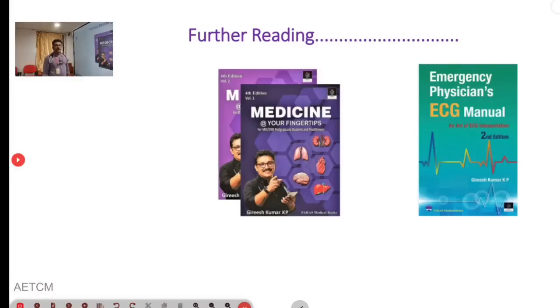So we have completed one part of the ECG. The other part will start soon. There we will discuss how to manage tachyarrhythmias, bradyarrhythmias, and heart blocks. That will complete the ECG Masterclass.